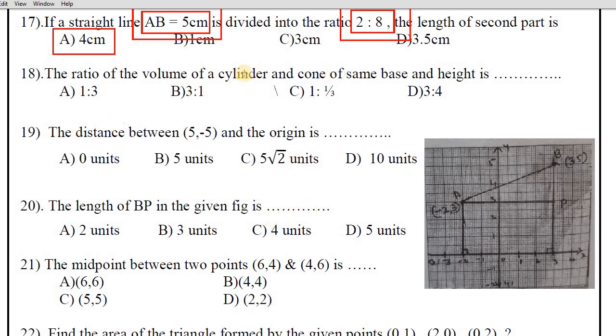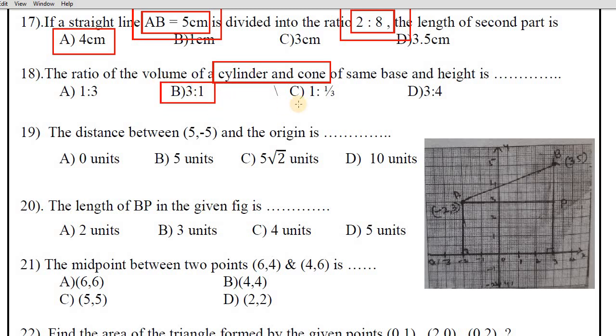Next question number 18 children. The ratio of volume of a cylinder and cone. So very important one, this one children. See here they are asking it as the ratio of volume of cylinder to cone. Many times we have discussed this. So when cylinder and cone are given, volume of cylinder is 3 times the volume of cone. Hence here the right answer is option B, 3 is to 1.